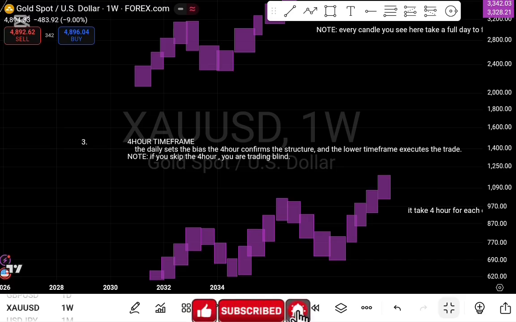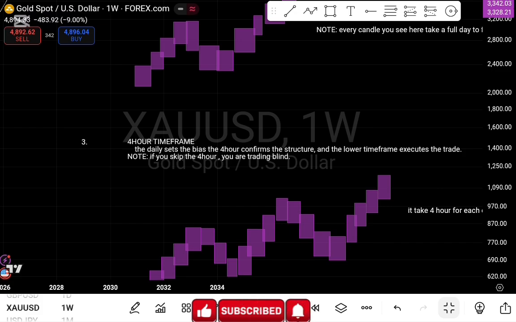Note this, guys, this is very important. Write this down somewhere, you will not forget it for anything. If you skip the 4-hour time frame, you are trading blind. That is just the fact, guys. If you skip the 4-hour time frame, you are trading blind, because the 4-hour time frame helps you to confirm the structure of the market. You understand? So do not skip the 4-hour time frame for any reason.